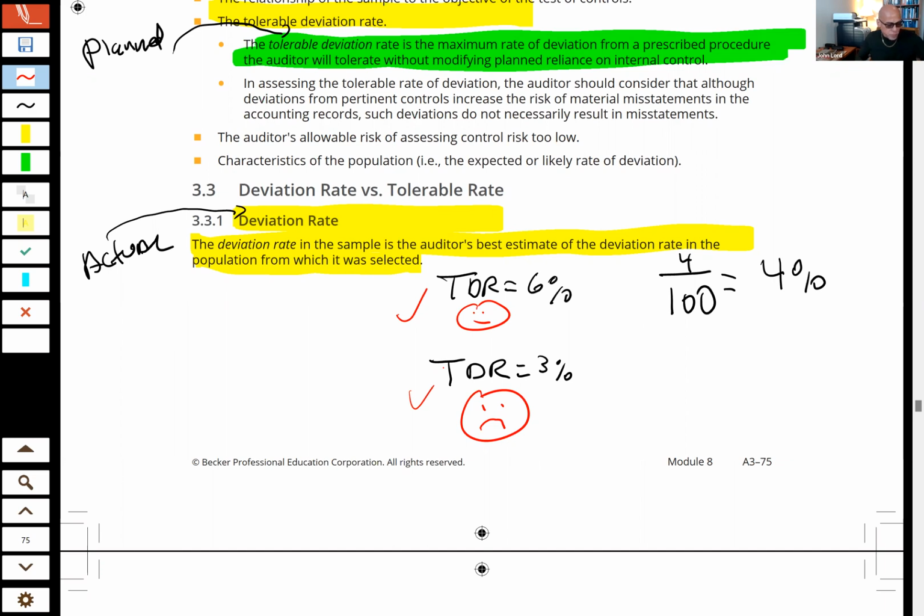Okay, but it's a judgment thing. Standards don't come out and tell you this is the amount of deviation that means this, because there could be a lot of different factors that go into that consideration.